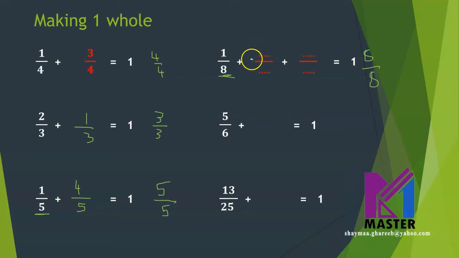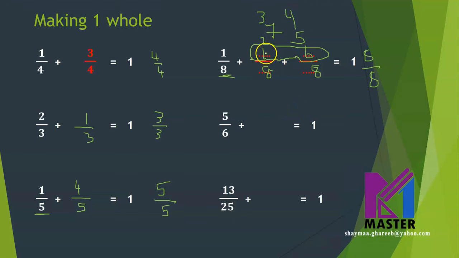I have 1, so I need 7 more. So these two numbers must be 7/8 in total. So I have only 1/8 and I need 7 more 8s. I can split this 7/8 into two numbers as 1 and 6, or 2 and 5, or 3 and 4. All of them are correct.